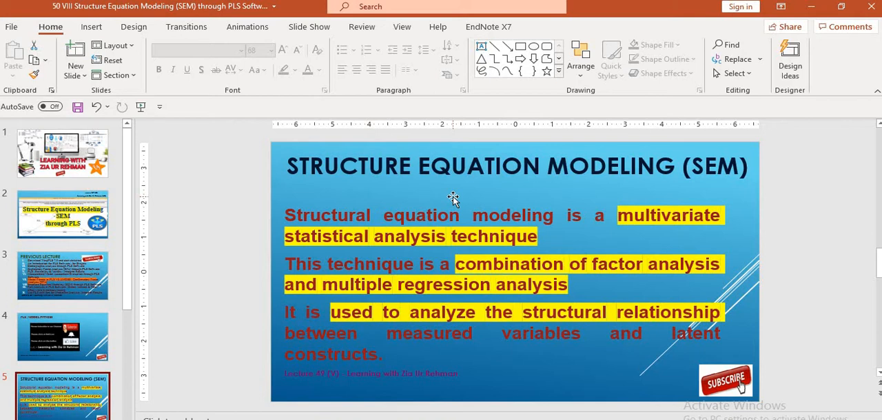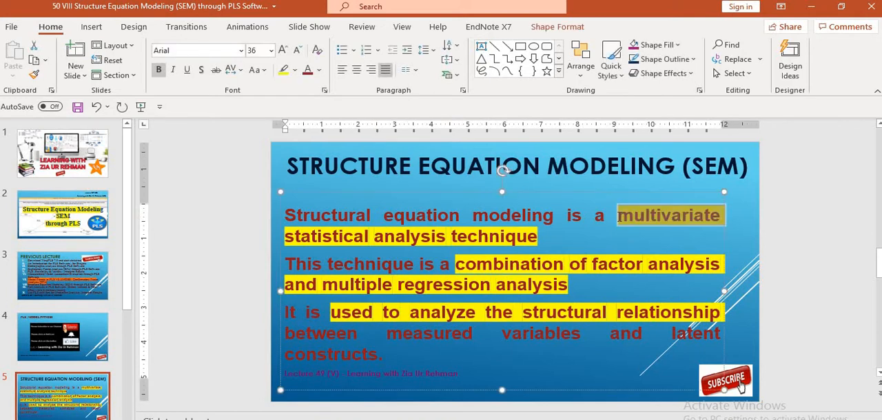Structural equation modeling is simply a multivariate statistical technique. This technique is a combination of factor analysis and multiple regression analysis. Factor analysis means exploratory factor analysis and confirmatory factor analysis. Multiple regression analysis means you have more than one variable and more than one relationship existing at the same time. You are testing more than one relationship at the same time through statistical techniques.